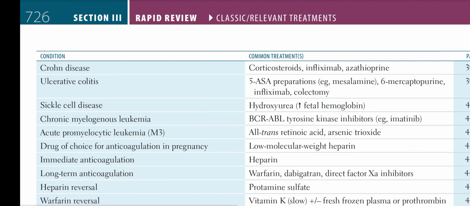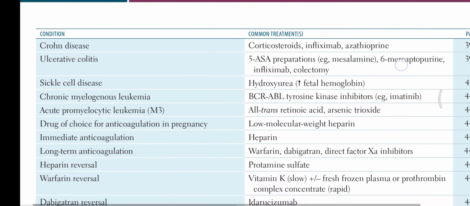First Aid 2021, page number 726. This is the section third and rapid review, classic relevant treatments. This is the third video for classic relevant treatments. On the left side you can see conditions, and on the right side you can see the charts of common treatments. So let's start from the first.